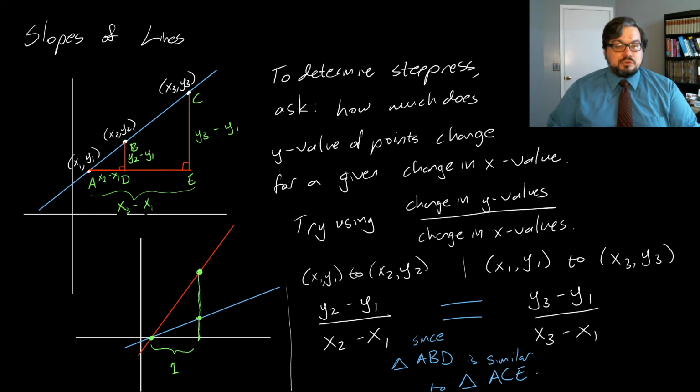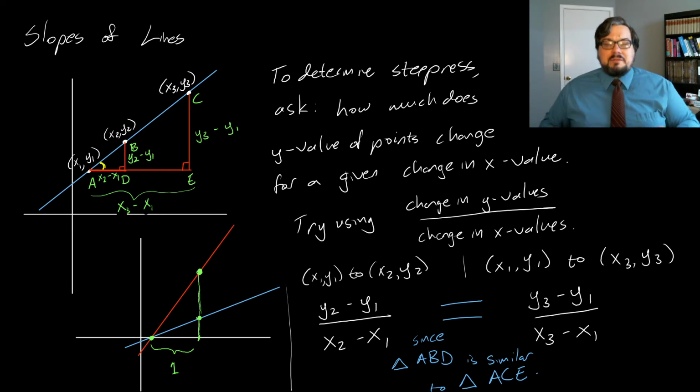Now we know that these two triangles are similar because they're both right triangles and they share this same angle down here at A. And that means that all three angles of the triangles are equal in pairs, and therefore the two triangles are similar. Therefore they have corresponding ratios.